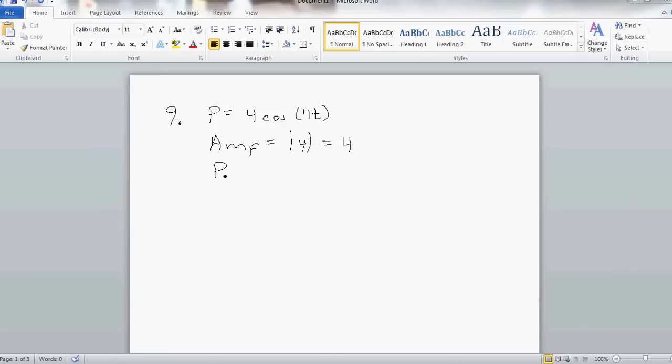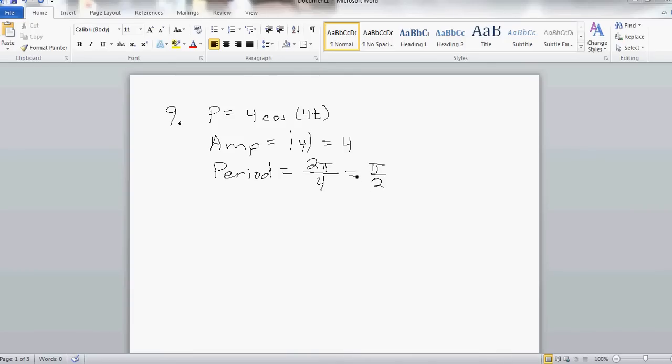And then it does ask what is its period as well. And in this case we're going to take 2 pi and divide by the number that is being multiplied by the variable right here, which is 4, and so the period simplifies to become pi over 2.